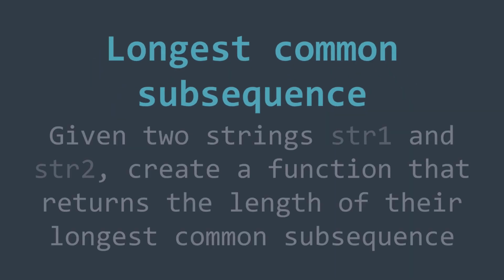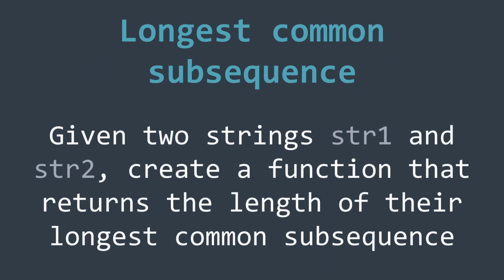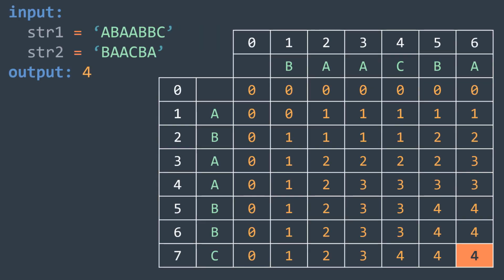The problem says that we have two strings str1 and str2, and we have to find their longest common subsequence. In this problem, we need to use a matrix of n plus 1 rows and m plus 1 columns, where n is the length of str1 and m is the length of str2. Then after filling it, we can find the length of their LCS in the bottom right cell.